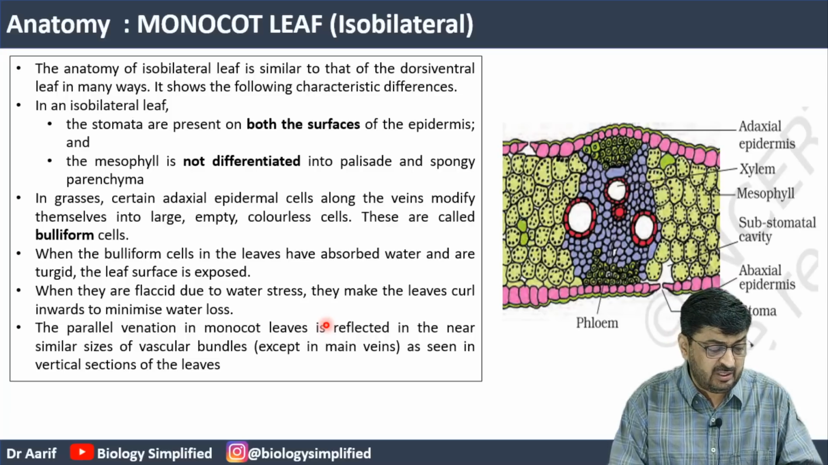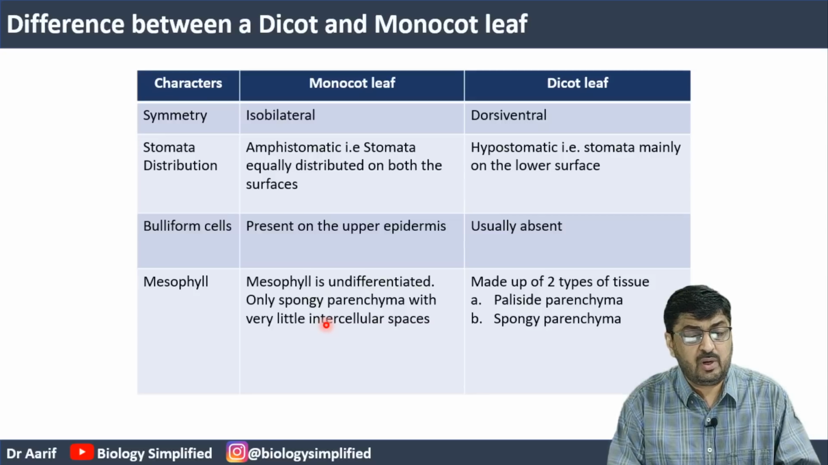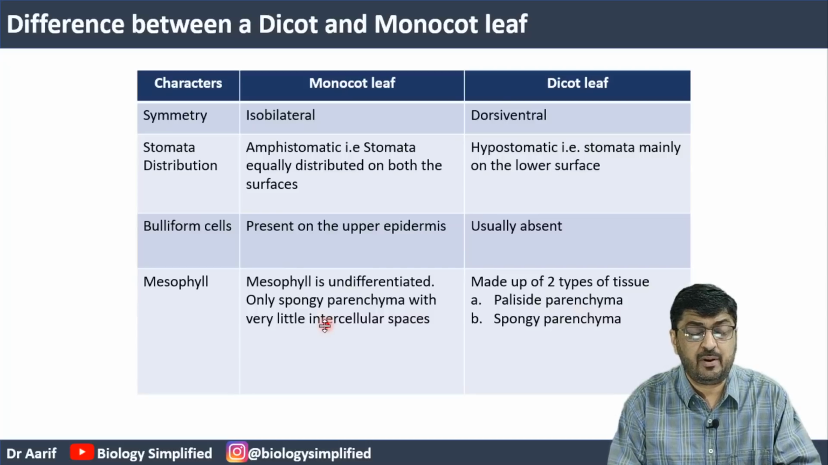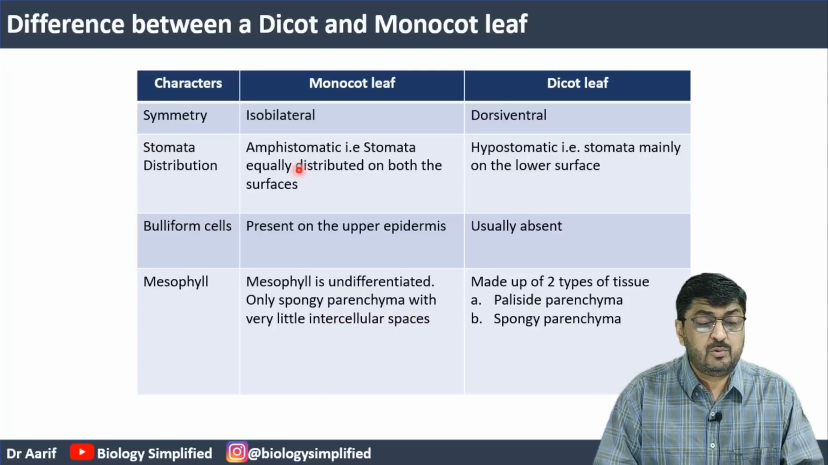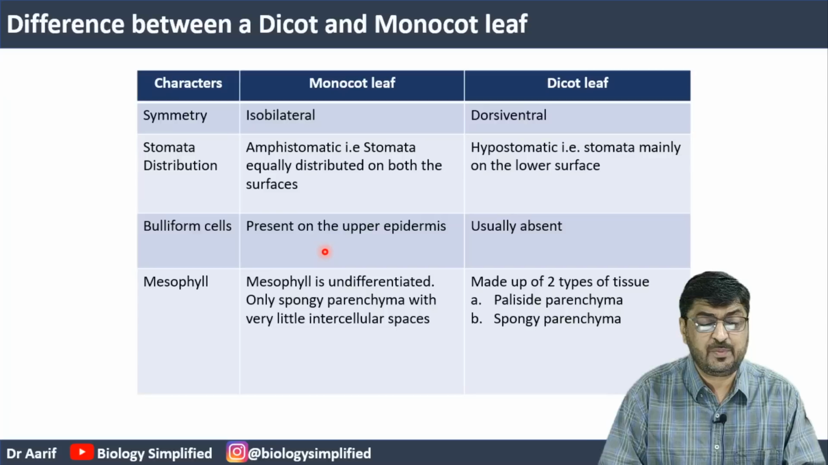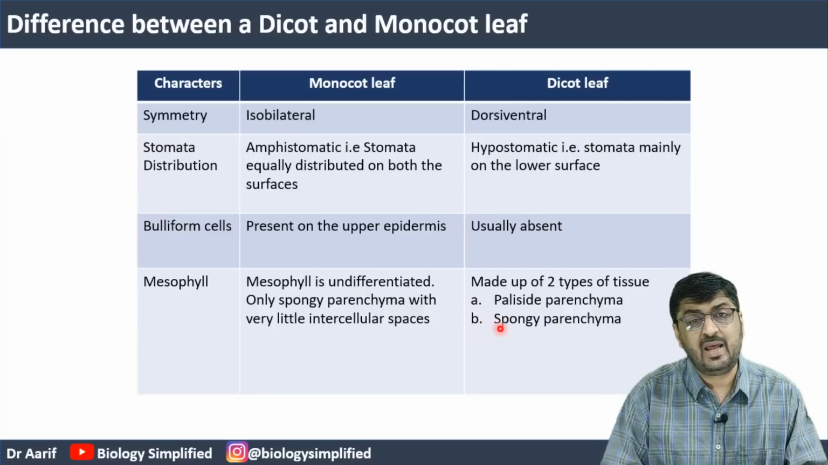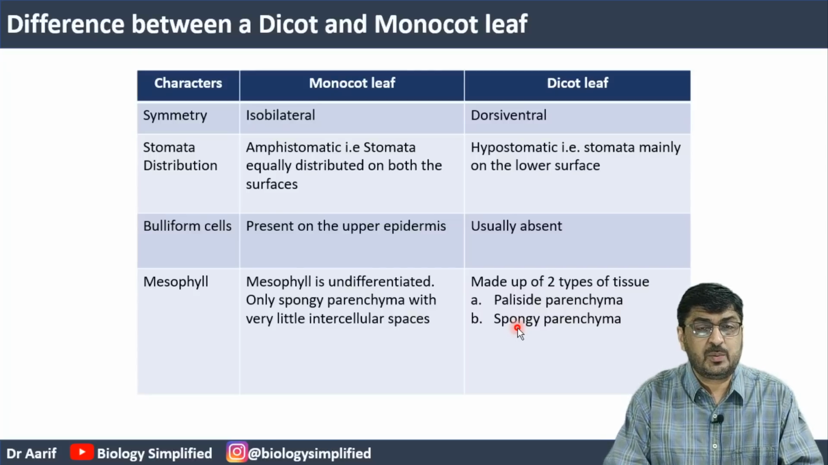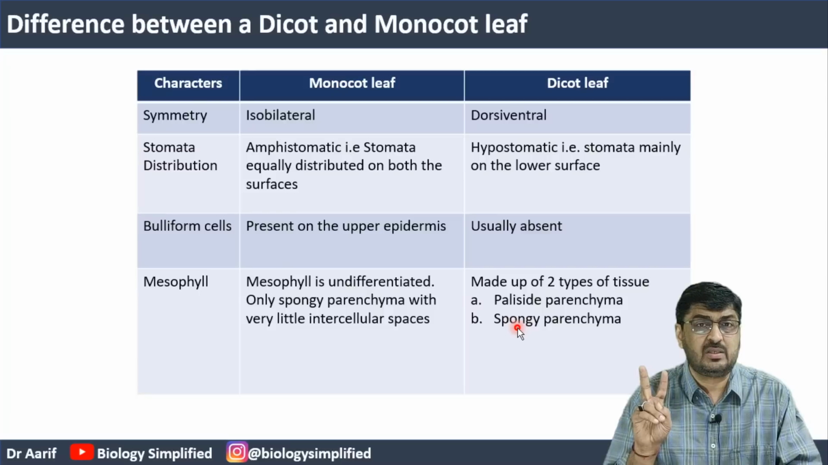So as we've done in case of root, we will also have a look at the structure or difference between the monocot leaf and the dicot leaf. देखो symmetry, isobilateral, dorsiventral. Stomata distribution: amphistomatic, जैसे मैंने बताया था, और ये hypostomatic है on the lower surface. Bulliform cells usually absent in the dicot leaf and in monocot it is present. Mesophyll undifferentiated, only spongy; यहां पर two types, palisade and spongy. ठीक है, समझ रहा है सबको बराबर से please? So अब दो structures हो गए.